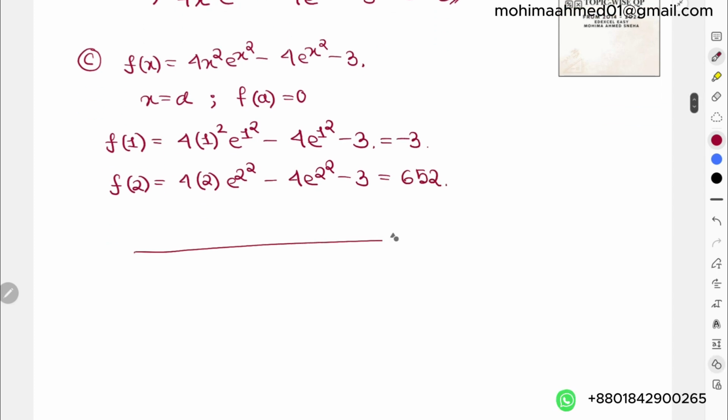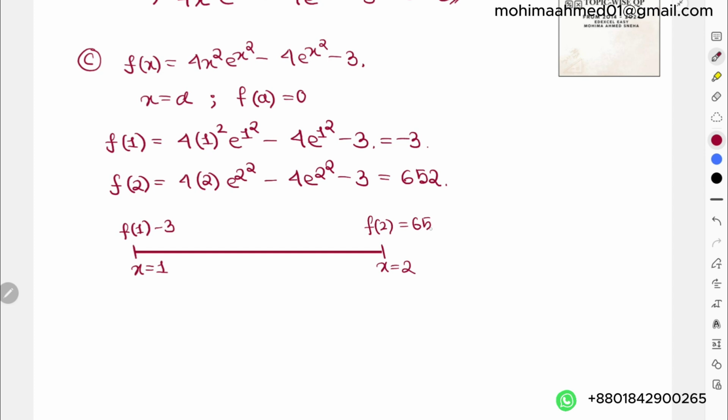Again, if you write down this in a straight line, you get that when x equals 1, your f(1) became minus 3, and when your x equals 2, then your f(2) became 652. That means somewhere in between this there is a sign change happening, right, from minus to positive. That means obviously somewhere over here when the value for x is equal to alpha, that is where you got f(alpha) as 0. So this is the solution, right? So we have to say that there is a change in sign and f(x) is continuous, and hence as f(x) is continuous, the value of x equals alpha must lie within the range of 1 and 2, right?